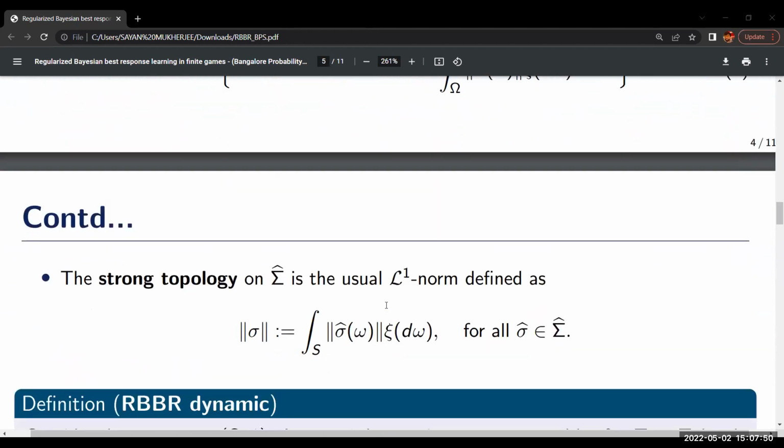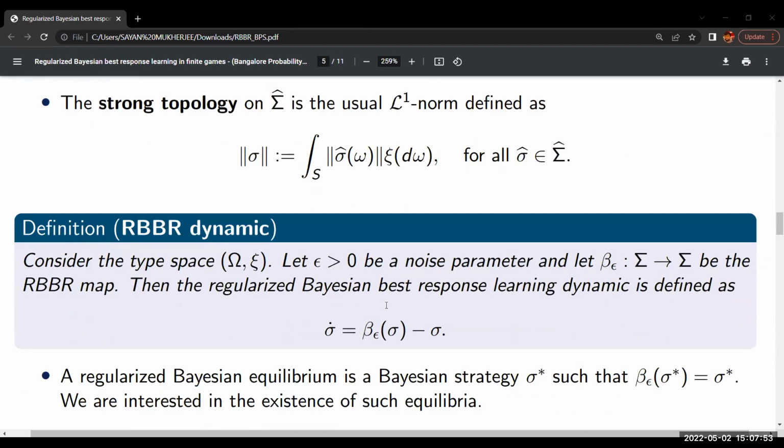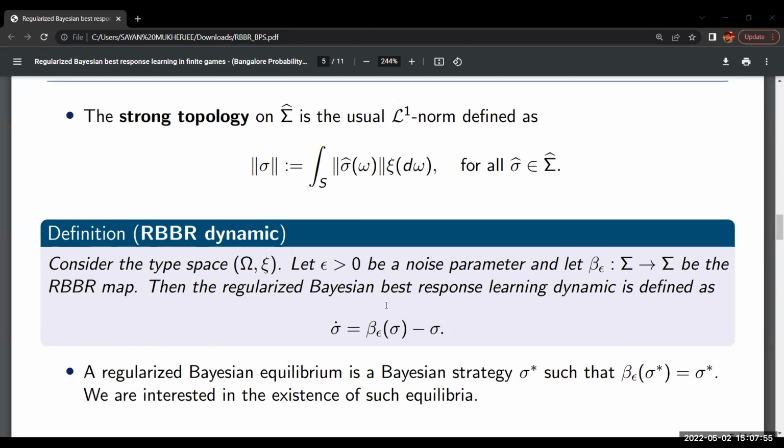And then with this, we can now define a regularized Bayesian best response dynamic as follows. Fix an epsilon and consider the regularized Bayesian best response function beta epsilon, and consider the dynamic sigma dot is equal to beta epsilon of sigma minus sigma. This means that instantaneously the population is moving from sigma to the best response of sigma, and on the left hand side the dot denotes derivative with respect to t.